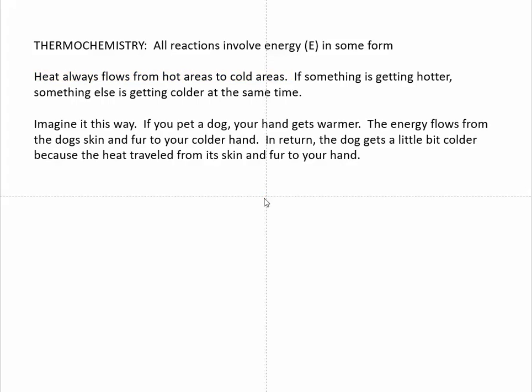So imagine it this way. I thought about this morning as I was petting my own dog. Dogs are warmer than humans. They have a higher body temperature. So if you pet a dog, your hand is going to get warmer. The energy is flowing from the dog's skin and its fur into your hand. So in return, the dog is going to get a little bit colder because the heat transferred from its skin and fur into your hand.